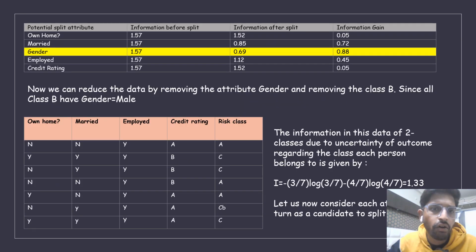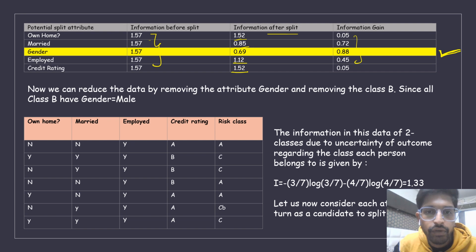Let's do it. We have seen the information before split is 1.57, and the information after split is 1.52, 0.85, 0.69, 1.12 and 1.52. Now we subtract these values, and we get the information gain: 0.05, 0.72, 0.88, 0.45 and 0.05. As we can see, the gender column has the largest information gain value. So this would be our root node.